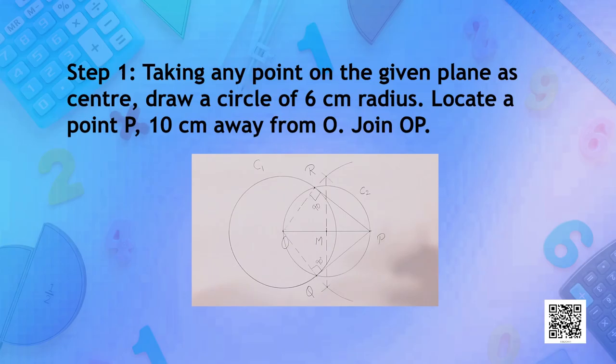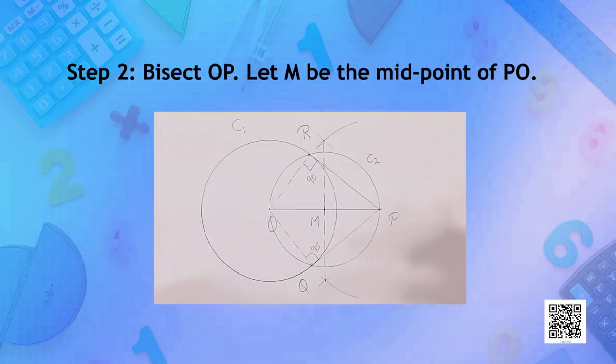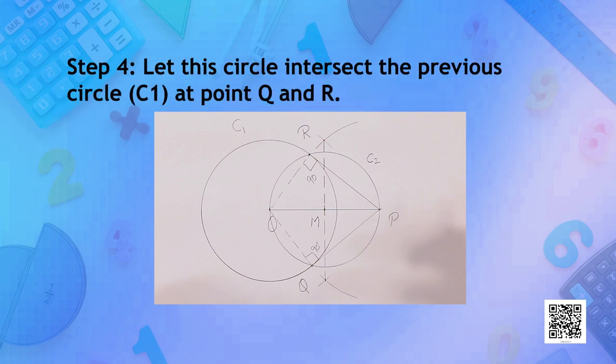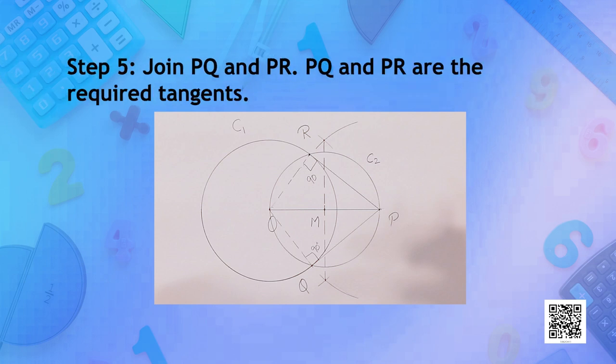So, let us see steps of construction. First step is, take any point on the given plane as center, draw a circle of 6 cm radius. Then locate a point P which is 10 cm away from center O. Join OP. Next step is bisect OP. So, draw perpendicular bisector of OP. Let M be the midpoint of OP. Next step, taking M as center and MO as radius, draw a circle. Let the second circle intersect the first circle at points Q and R. We will join PQ and PR. These two line segments PQ and PR are the required tangents.